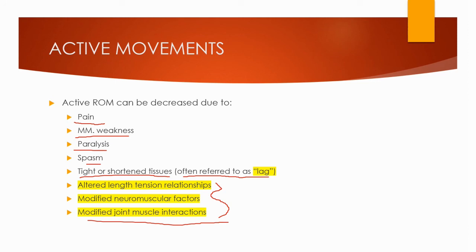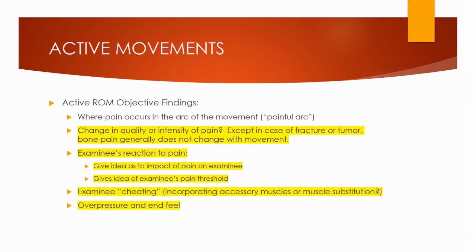Now, as an examiner, as you take your examinee through active range of motion testing, you want to separate out and make a clear distinction between the examinee's subjective responses and your objective observational findings on active range of motion testing. So here are some things that you can focus on that will give you a good understanding as to what is the true cause of the examinee's limitation to active range of motion. Number one, you want to pay attention to where pain occurs in the arc of movement.